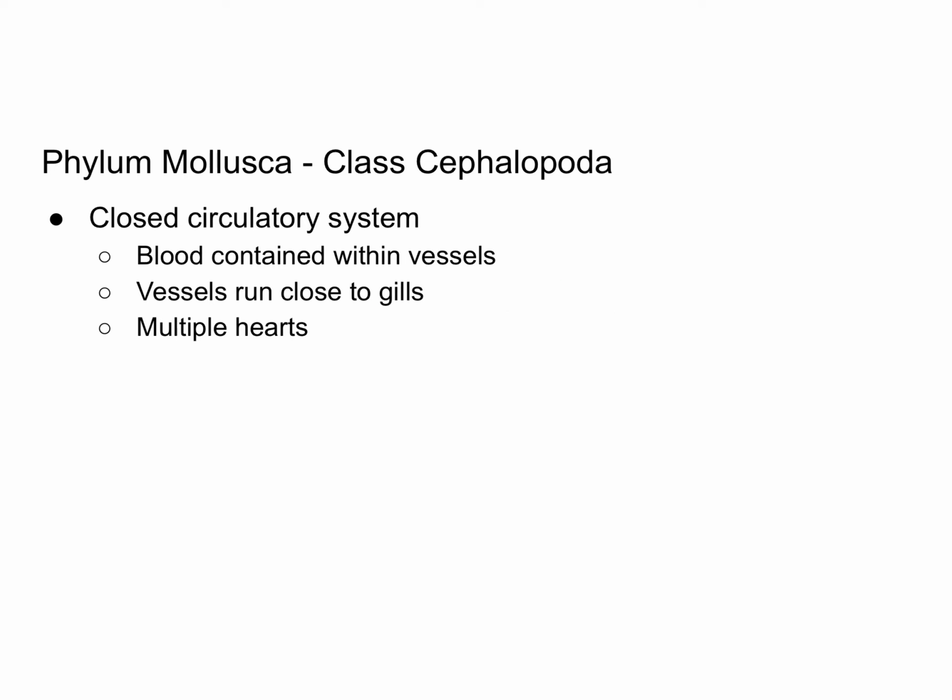Cephalopods have a closed circulatory system, and that's similar to what we have as humans. So we have blood that's contained within blood vessels. Those vessels run close to the gills to allow for gas exchange. And they have multiple hearts or pumps that help to move that blood around in the vessels in a particular direction.